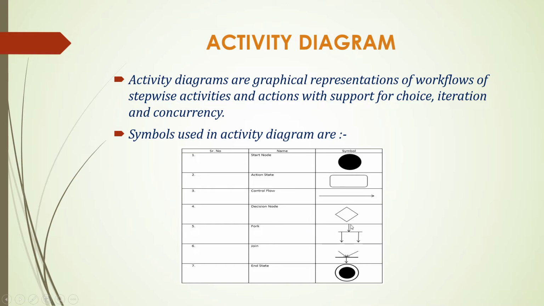Then we have a fork, in which we divide into two. We have join, where two different things join and make it one thing, and for the end state we have a concentric circle. So let's see the activity diagram example.